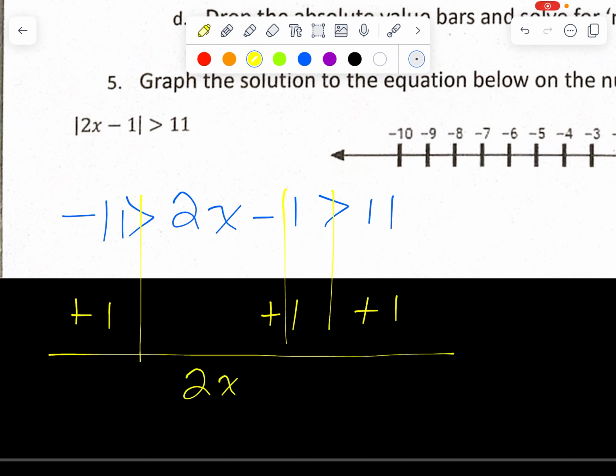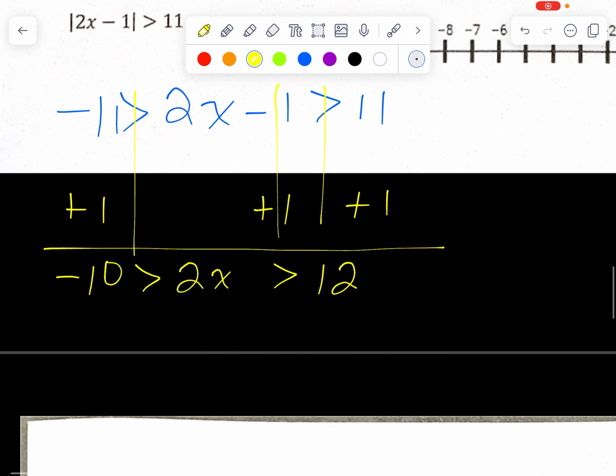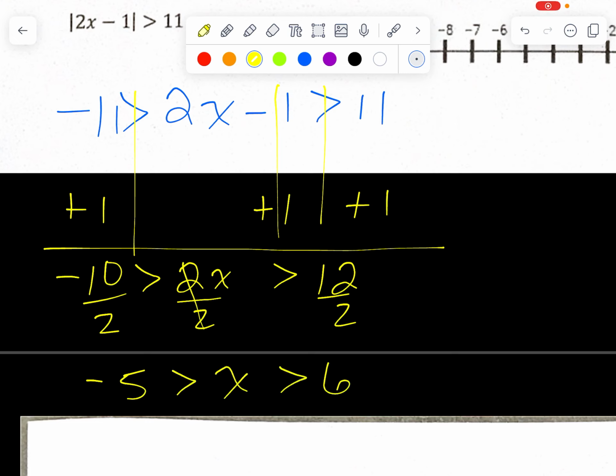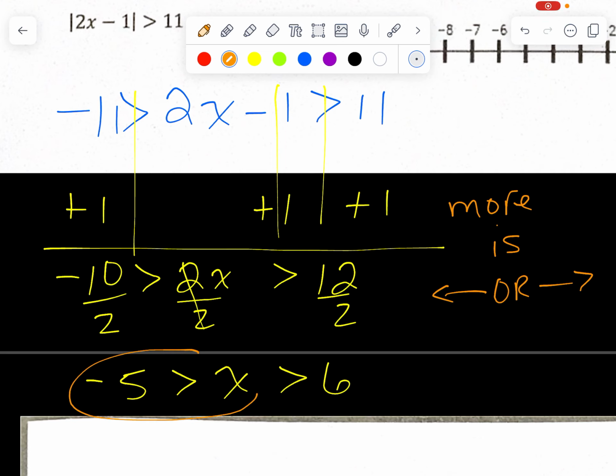That leaves us with 2x in the middle, 12 on the right, negative 10 on the left. Divide by 2, because we're doing opposites. Divide by 2, divide by 2. So we have negative 5, x, and then 6. Because this is a more than or greater than, remember, more is or. And that means they're going to go either to the left or to the right. And we want to split this up.